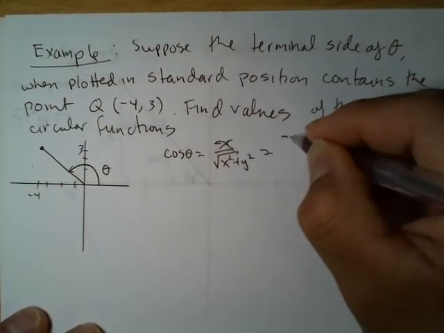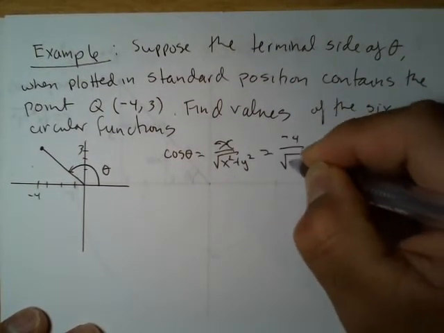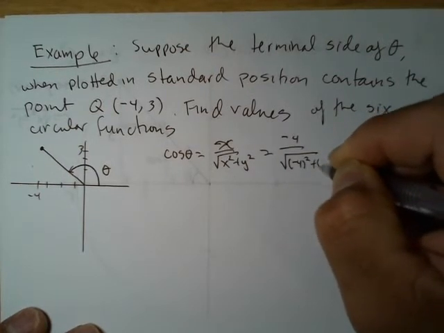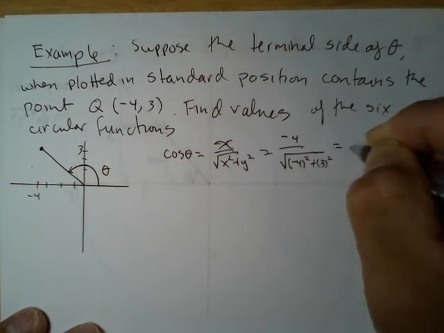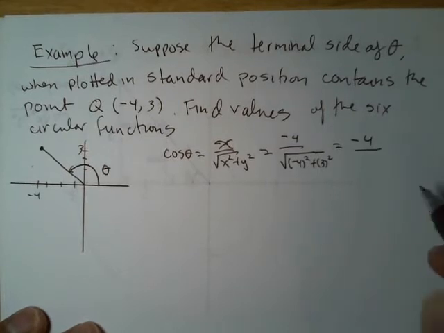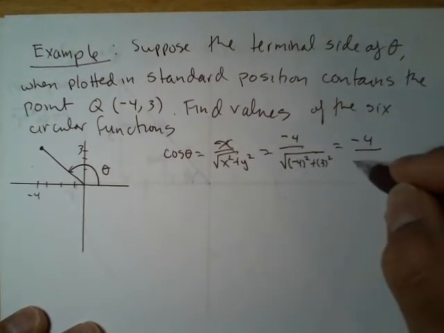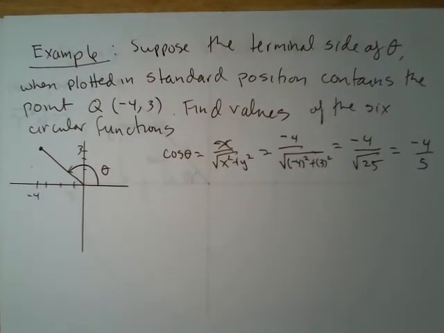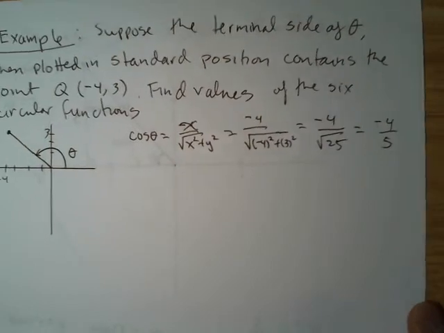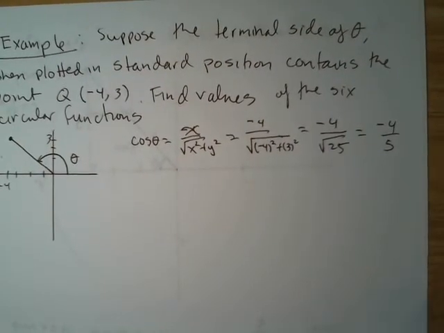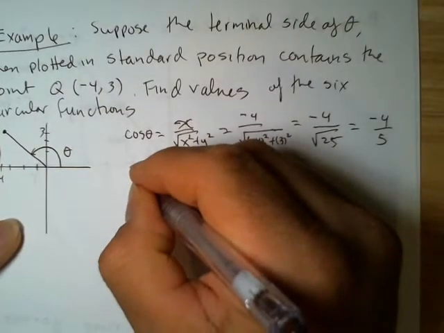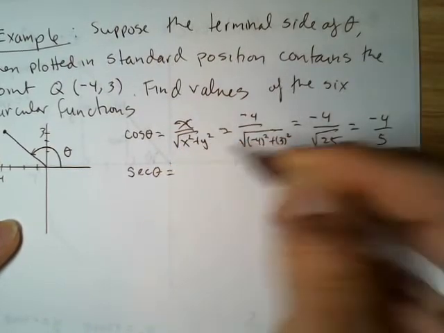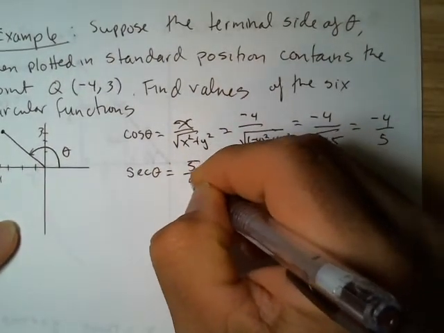x is -4, and r is the square root of (-4) squared plus 3 squared. 16 plus 9 is root 25, and let's simplify that to the form -4/5. All right, so this saves the work for the secant of theta. That's equal to 5/4.